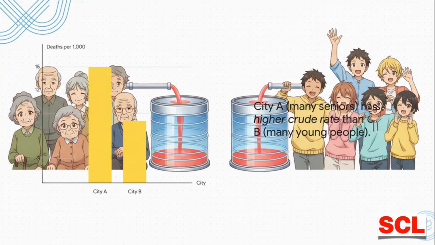So here are the raw numbers, what we call the crude rates. And yeah, City A looks a lot worse for sure. But what if I told you that City A is a huge retirement community full of seniors, while City B is a college town packed with young people? The age structures are totally different. We're not comparing apples to apples at all.